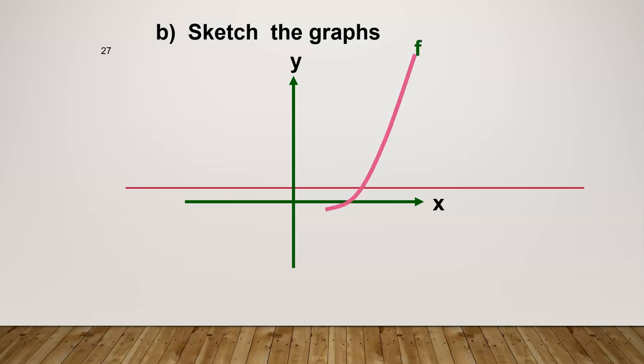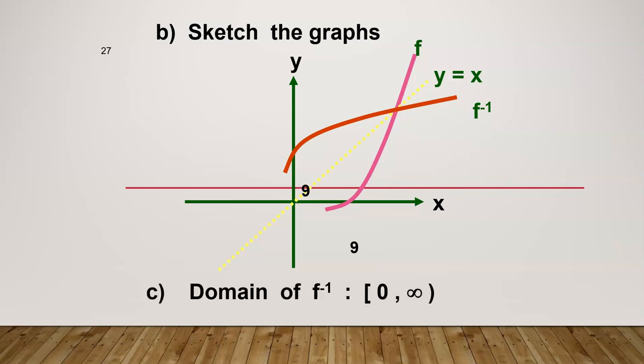Then we sketch the graph. So this is your f, this is your y equals x. So this is your f inverse. The domain of f inverse is the range of f. So basically for the domain and range of the inverse, you can get them from the domain and range of your f function.